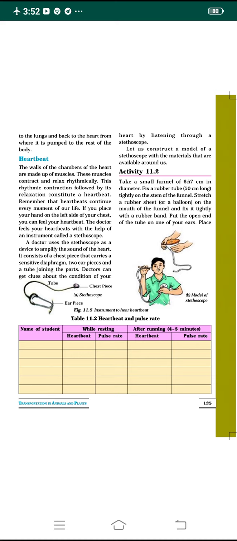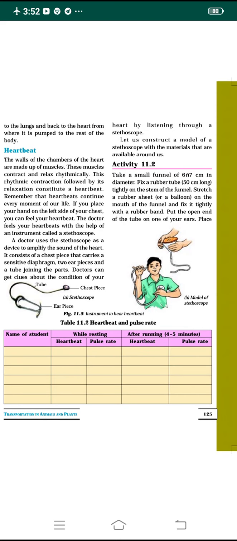There is an activity given here to show how a model of a stethoscope can be made. Let's say activity number 11.2. Take a small funnel of 6 to 7 centimeter in diameter, and fix a rubber tube tightly on the stem of the funnel. The rubber tube should be 50 centimeter long, fixed at the bottom portion.